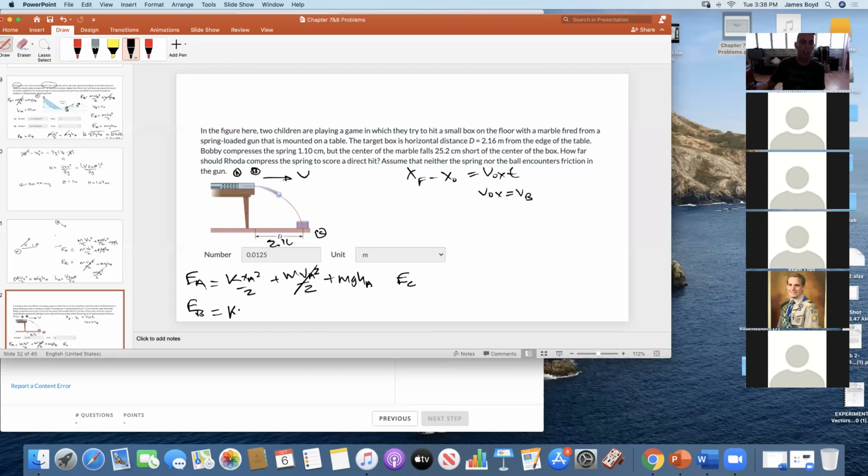Energy at B, KXB squared over 2 plus MVB squared over 2 plus MGHB. And finally, the energy at C, MVC squared over 2 plus MGHC plus KXC squared over 2. Right away, we know this is no, this is no. It has no spring energy. But I still suggest you write it first, just so you don't forget terms that you may need. We're going to assume that HC is 0. Sure. Now, what we have is EA is equal to EB.